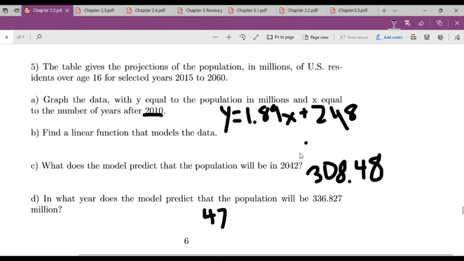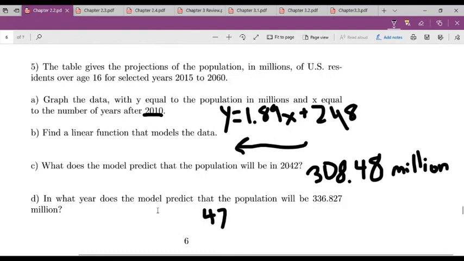Alright, so this equation here is the answer for B. So y equals 1.89x plus 248 approximately. Okay. What does the model predict the population will be in 2042? We found that to be 308.48. That is in millions, so you might want to write your unit. It's always a good idea to keep track of your unit.